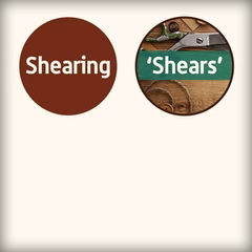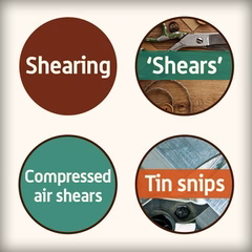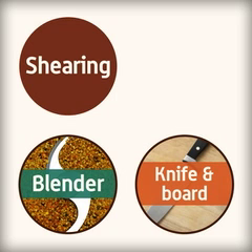Scissors use the classic shearing action, with fabric scissors often called shears. Tin snips are used to cut small pieces of sheet metal. Compressed air shears are used in factories. Food processors provide a high-speed shearing action. Knives produce a shearing force when used with a cutting board or mat.